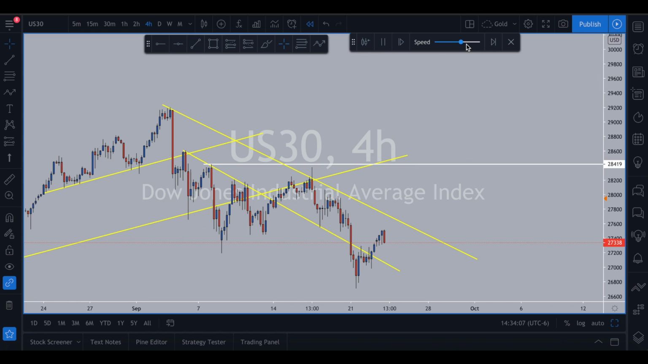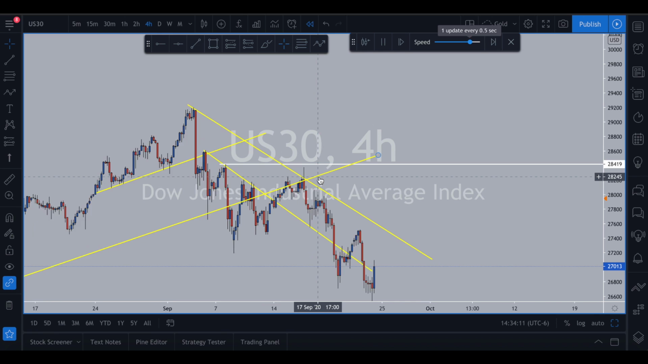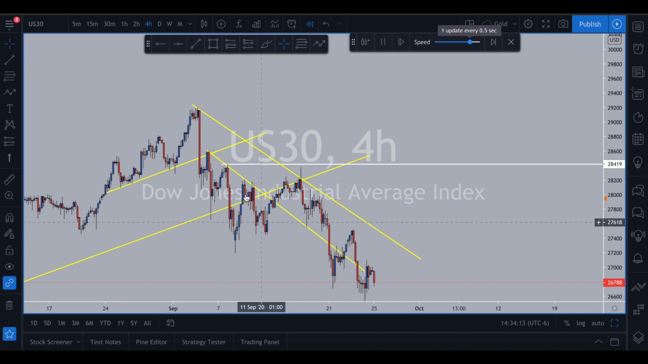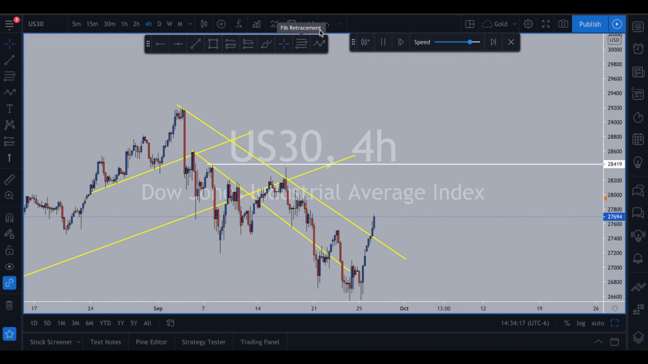I don't want to make this video too long. Let me speed it up just a tad. I just want to let y'all see what's actually going on. So it's still bear. You still see lower highs, lower lows. You start to get this double bottom.